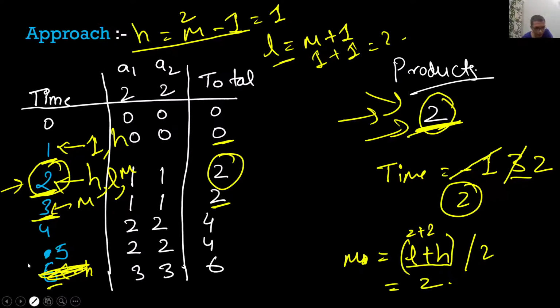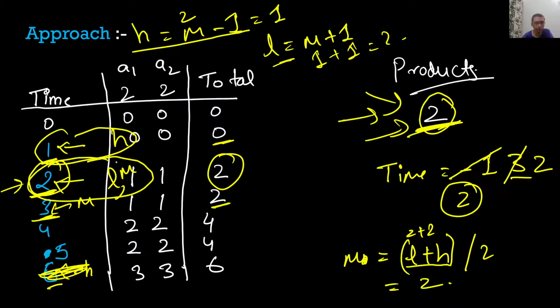Let me quickly erase this. My high is over here. And now my low is over here, right? So now my high is smaller than my low. So I should stop, right? And we can see that finally our answer is 2, right? So we got 2 seconds, and 2 is exactly what we want to achieve, right?